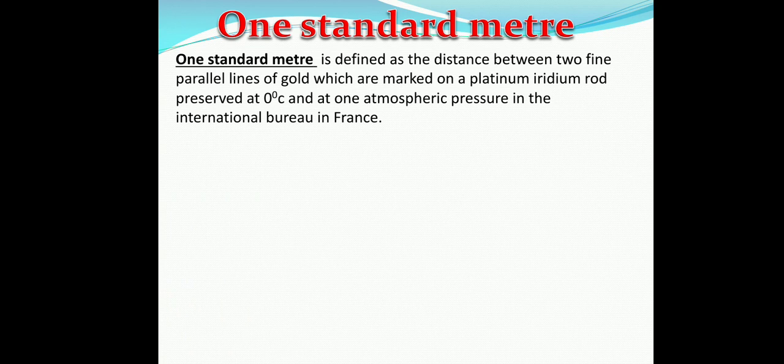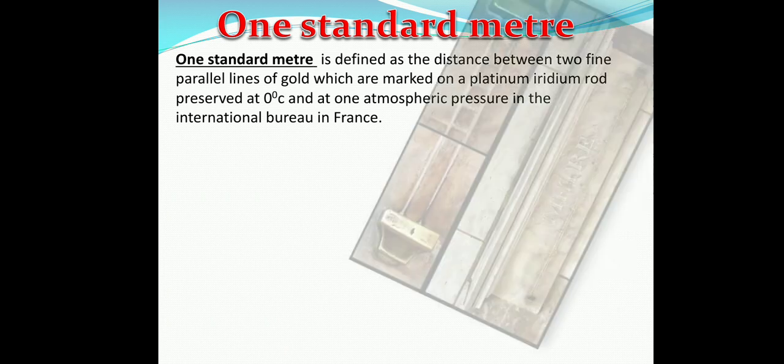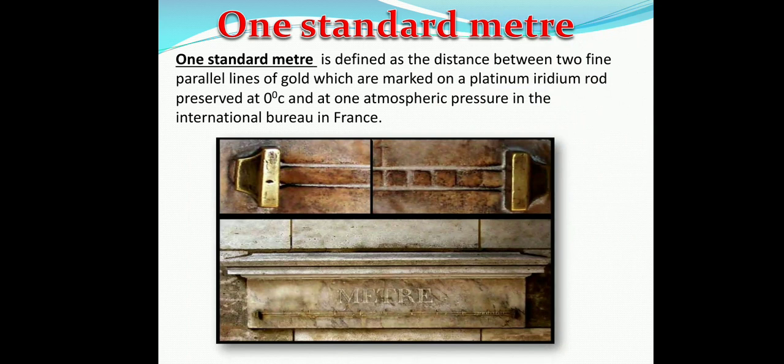What is 1 standard meter? 1 standard meter can be defined as the distance between 2 fine parallel lines of gold which are marked on a platinum iridium rod kept at 0 degrees Celsius and at 1 atmospheric pressure in the International Bureau in Paris, France. It is known as 1 standard meter, the distance between the 2 fine parallel lines of gold that are marked or engraved on the platinum iridium alloy.